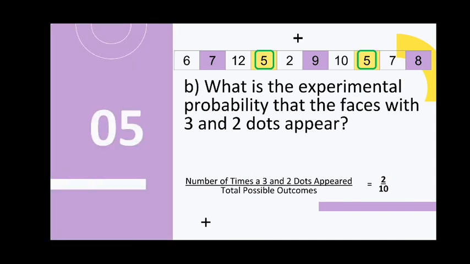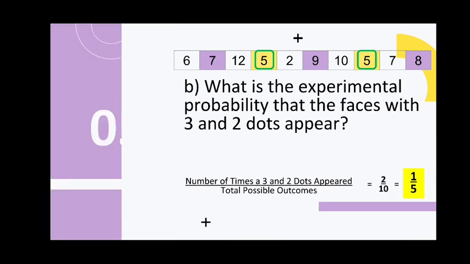Now, ang 2 over 10 ay hindi pa nakasimplified form. Their greatest common factor is 2. So, we need to divide 2 and 10 by 2, which is equal to 1 over 5. Therefore, the experimental probability that the faces with 3 and 2 dots appear is equal to 1 over 5.